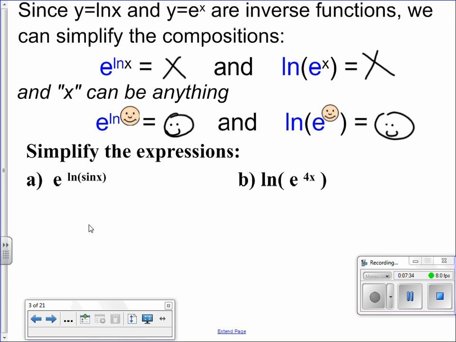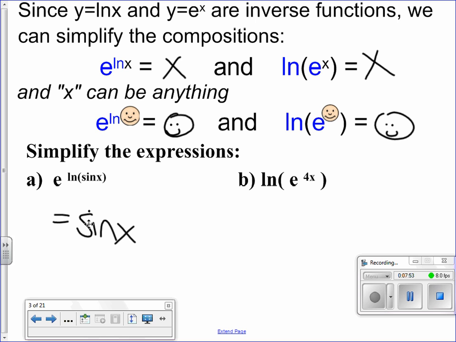What's your happy face, kids, in this case? All right, so what does it equal? This is just the same as saying sine x. Next time someone asks you how old you are, say I'm e to the ln of 17, or whatever you are. 17, it just sounds better, right?